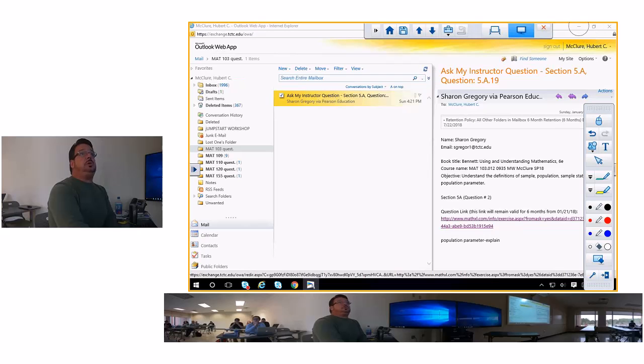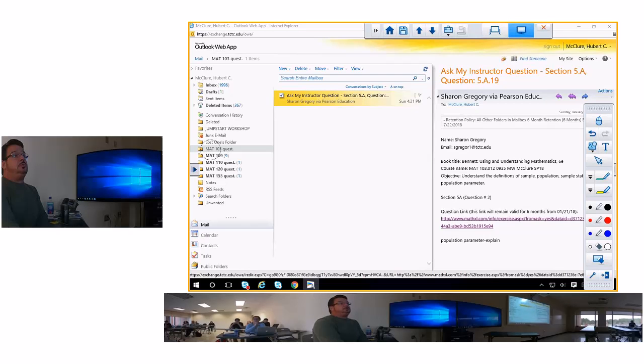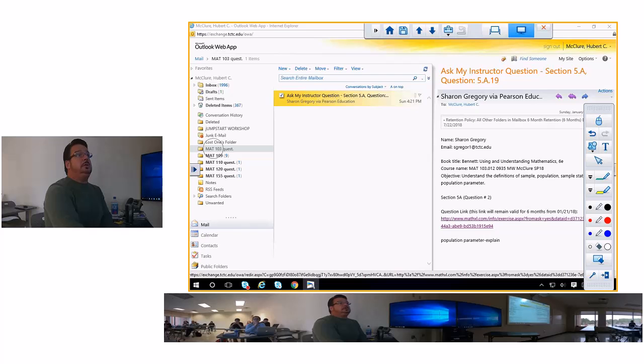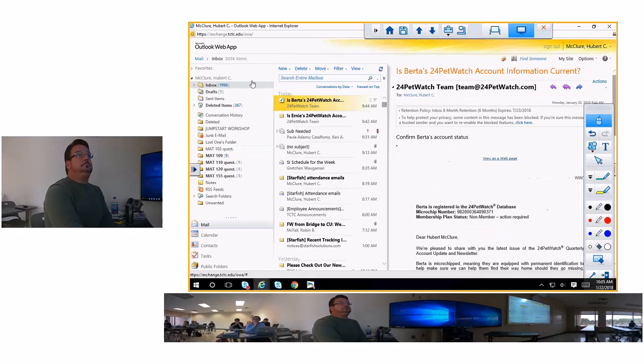So that's how I go over questions. As long as you send questions, they go right to this. See this little Math 103 folder? It goes right to there. And then at the beginning of class, I pull up the questions. If there's no questions, I assume that what? You know the material. So today, we're going to go over Chapter 5.